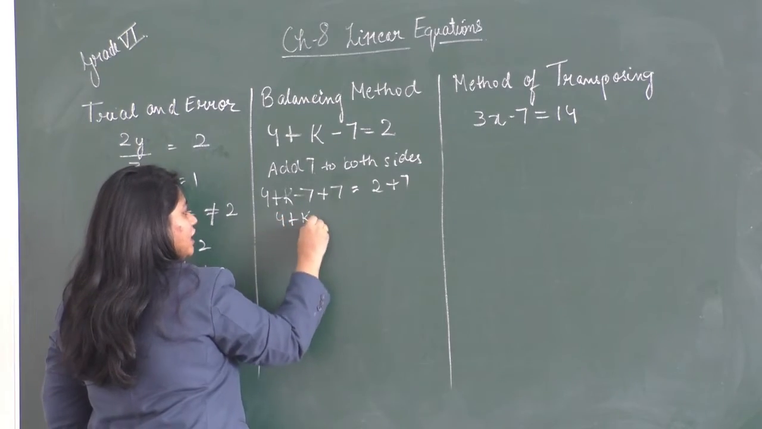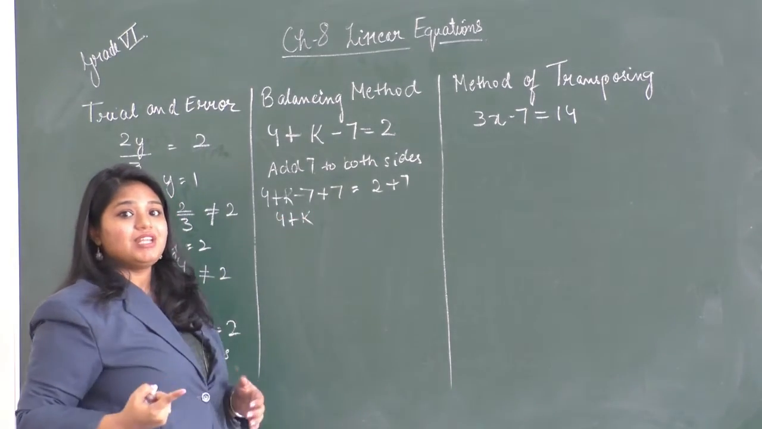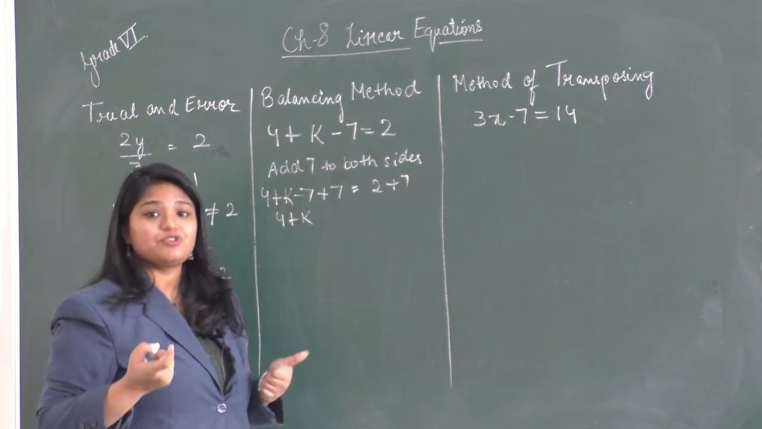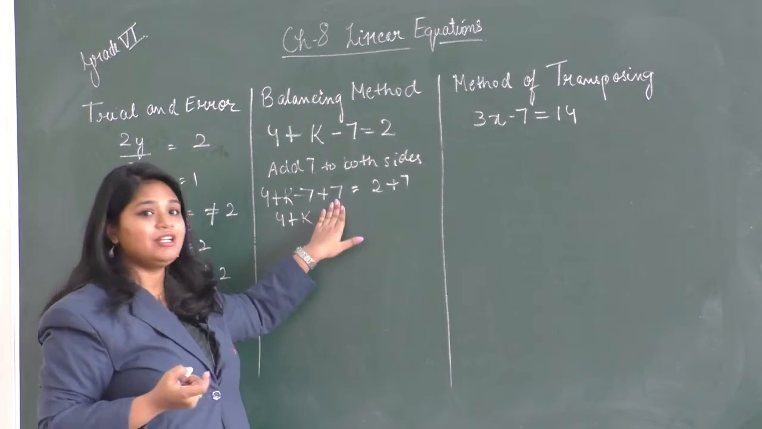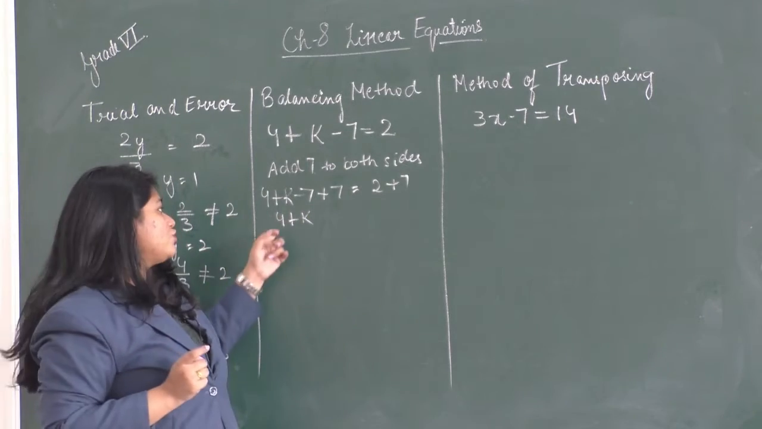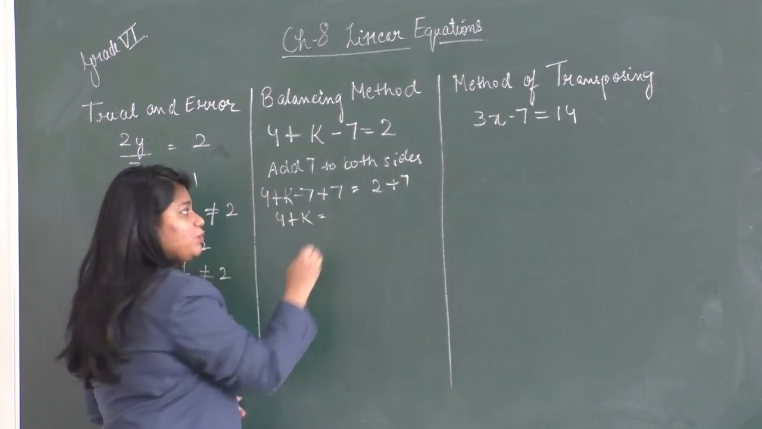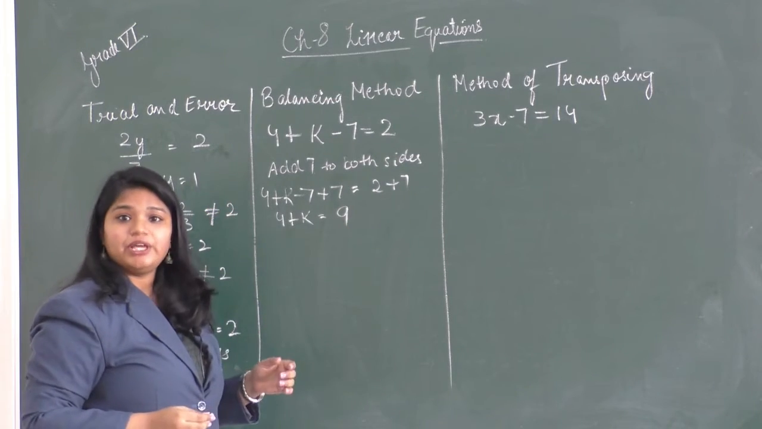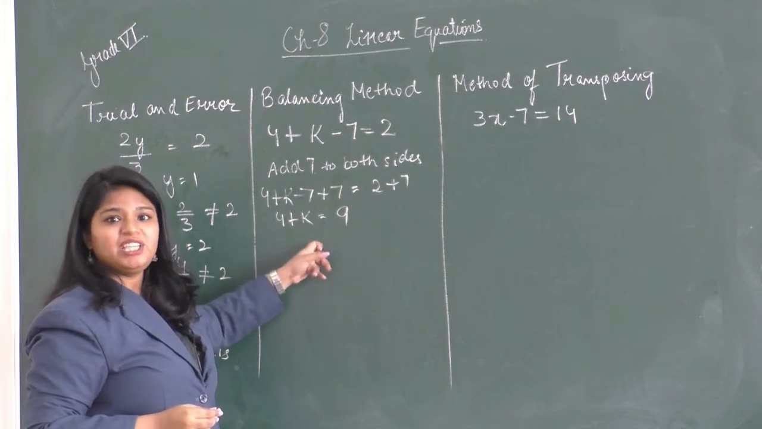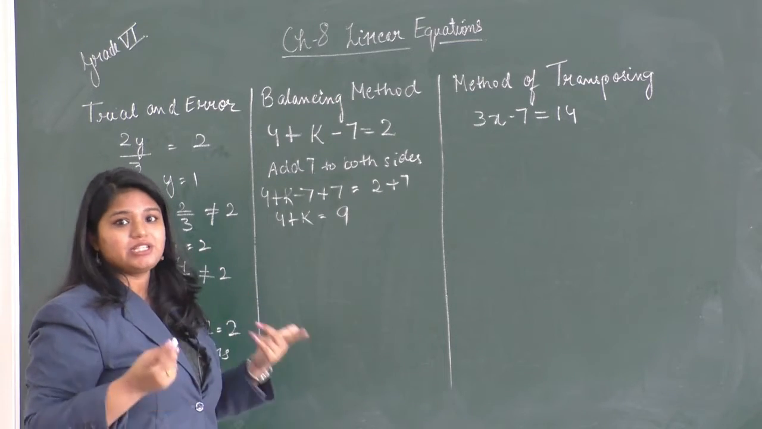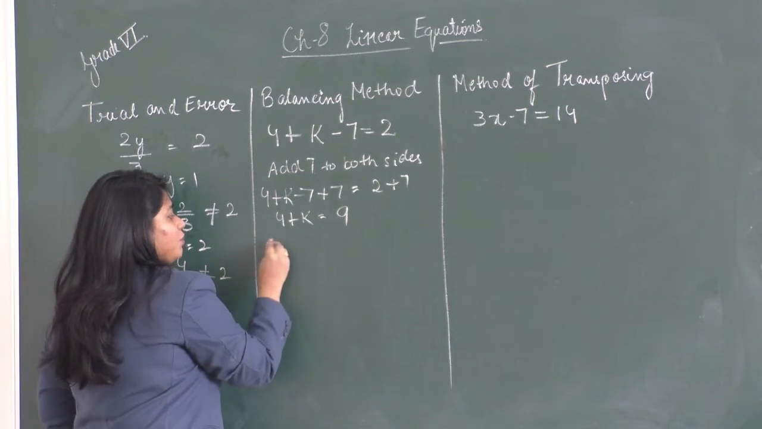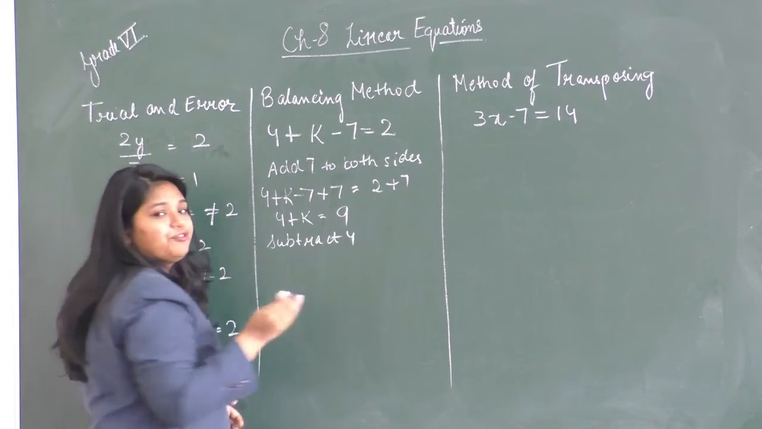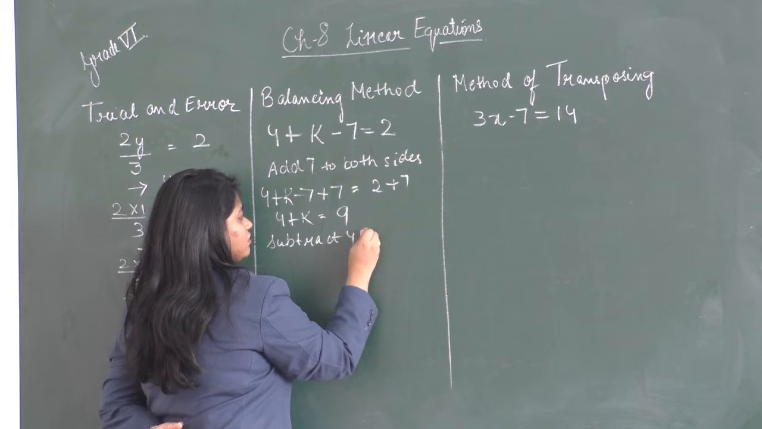4 plus k. Now minus 7 and plus 7 are the additive inverse of each other. This you learned in integers. So when additive inverses are added, we get the answer 0. So 4 plus k is equal to, now 2 plus 7 is 9. Now let's try to eliminate 4 because we need to keep k individually on one side of the equation. So now we will subtract 4 from both sides of the equation.